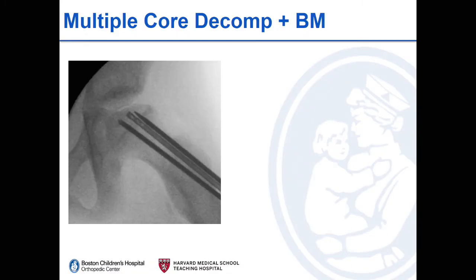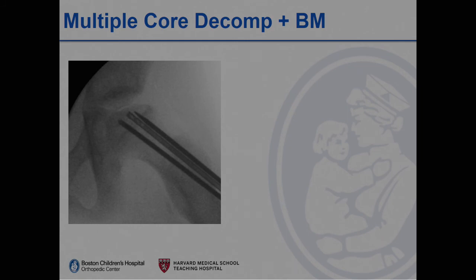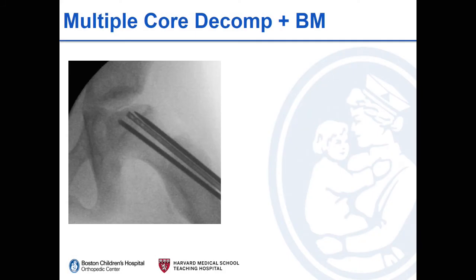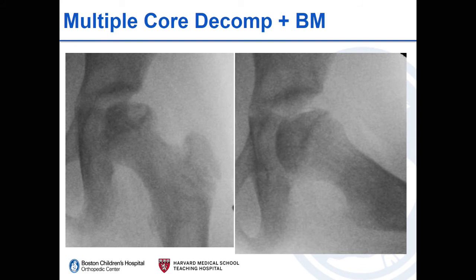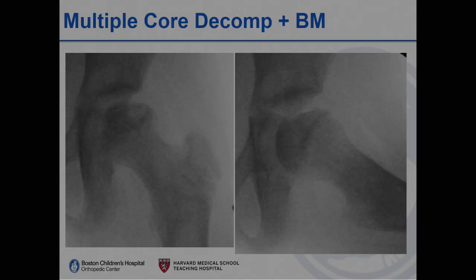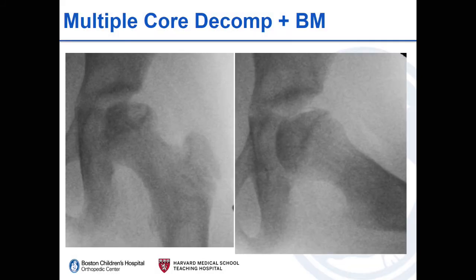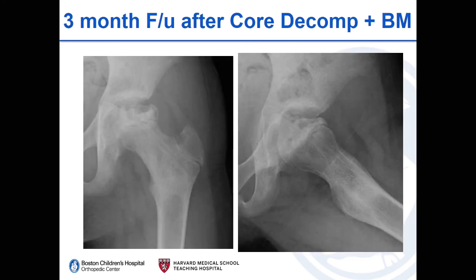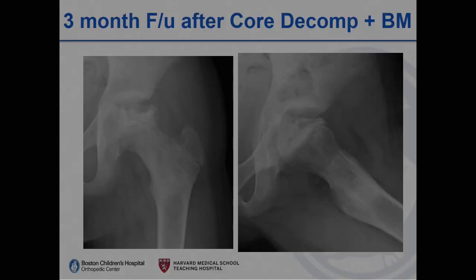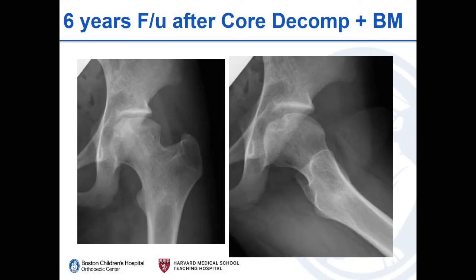So this is at time of core decompression. You can see one of the K-wires has been replaced with a bone marrow injection needle. You can see a crescent sign. And this is after injecting the marrow and also injecting some radio contrast. People assume that the bone marrow goes nowhere, but actually if you inject contrast, you can see the bone marrow going into the femoral head. So this is 1 month after injection. This is 3 months, concerning fragmentation, and this is at 6 years.